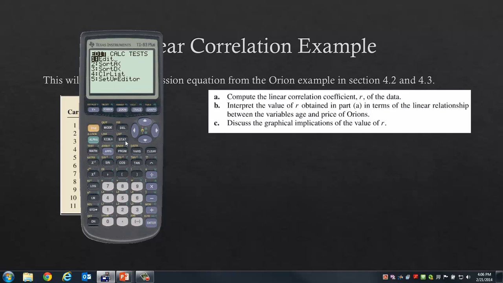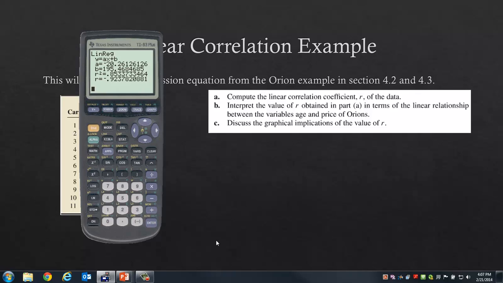So stat over to calc, down to linear regression, press enter. But remember, our data is typed in L1 and L2, so second L1, comma, second L2, and press enter. And we've been given our data.